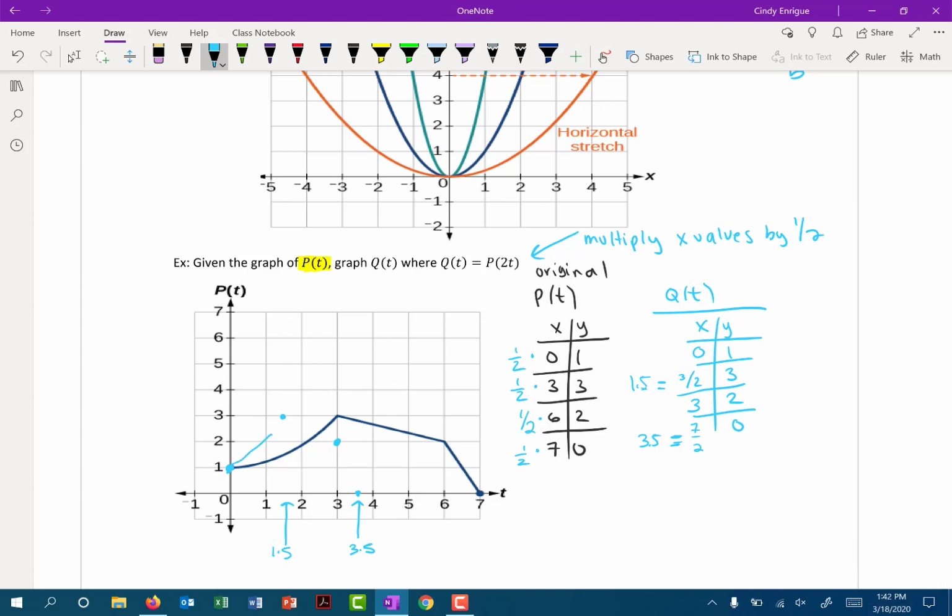So now my graph is here. So I had my 0, 1, my 3/2, 3. I have my 3, 2, and my 7/2, 0. Okay. So that is how I graphed it. I graphed my q of t by multiplying all of my x values by 1/2 and keeping all of my y values exactly the same.